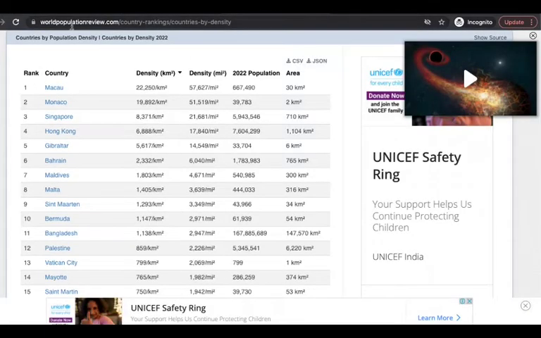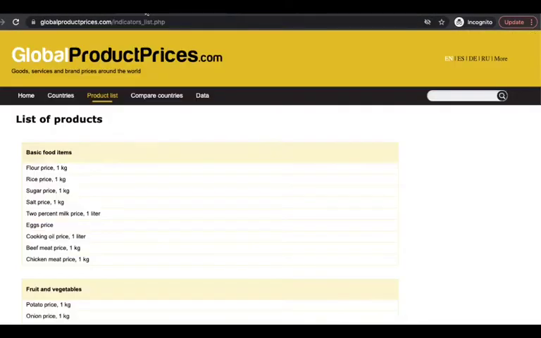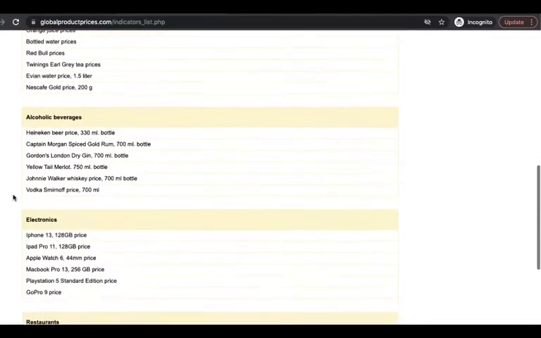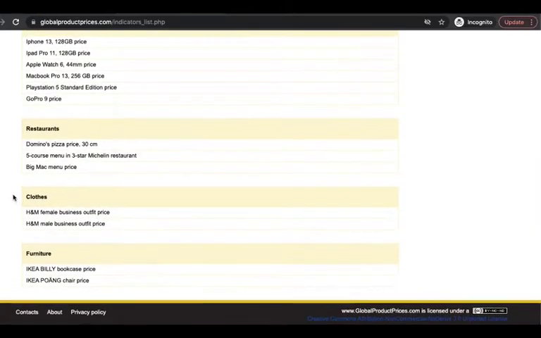Let's say you want to get population data. So there's a website called World Population Review. Here you can get the population data. Now let's say you want to know about the product prices data. So there's a website called globalproductprices.com. Over here you'll get prices for food items, for beverages, for electronics, restaurants, clothes, and whatnot.